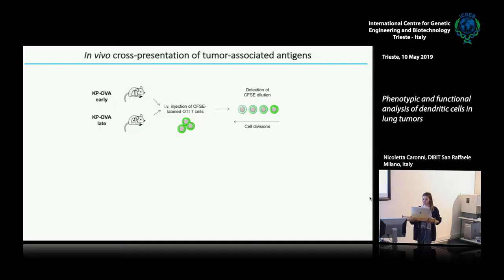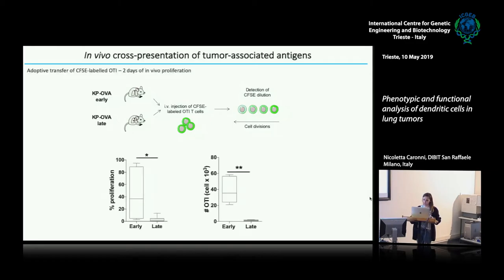So for the first experiment, we injected OT1 CFSE-labeled cells in KP OVA mice at an early time point and also a late time point, and we checked for proliferation. As you can see here, at the early time point, we have a huge proliferation of OT1 naive T cells, and on the contrary, at the late time point, there is no proliferation at all of T cells, meaning that at the late time point, DC1 were not able to activate T cells in vivo.